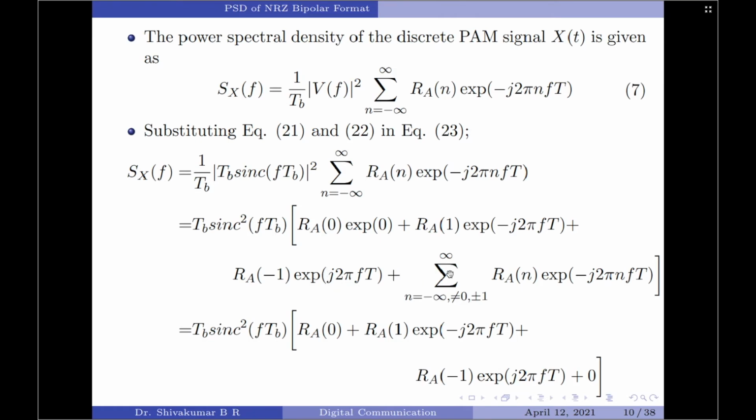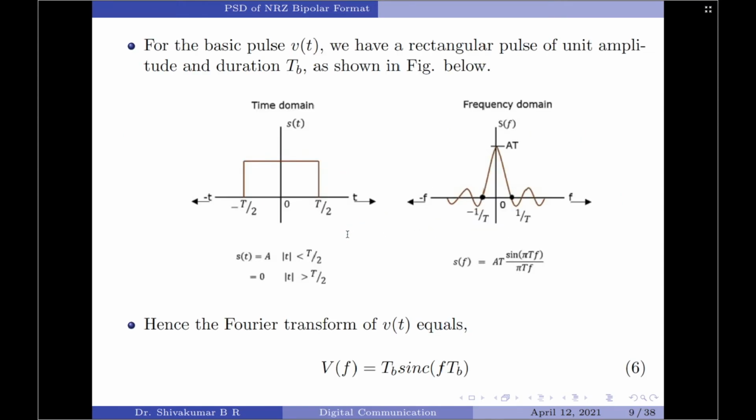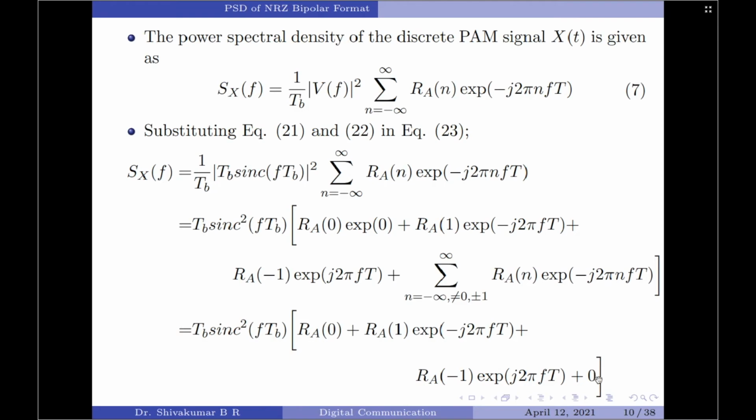We know there is a plus here. And lastly, we have summation n varying from minus infinity to plus infinity, and n not equal to 0 as well as plus or minus 1, Ra of n into exponential of minus j2 pi n f capital T. Now, going back to the equation for autocorrelation and noting that for n greater than 1, Ra of n is 0. When I simplify this part, this will reduce to 0.